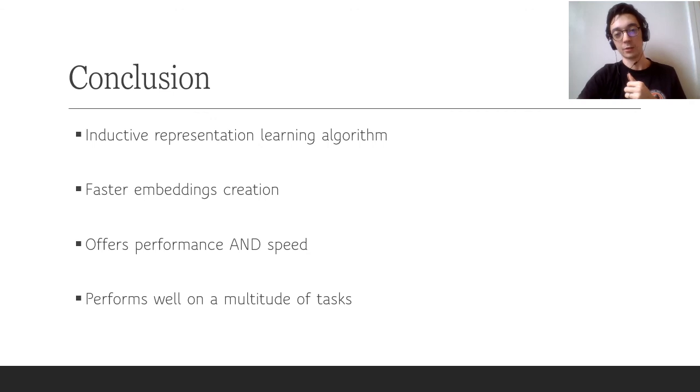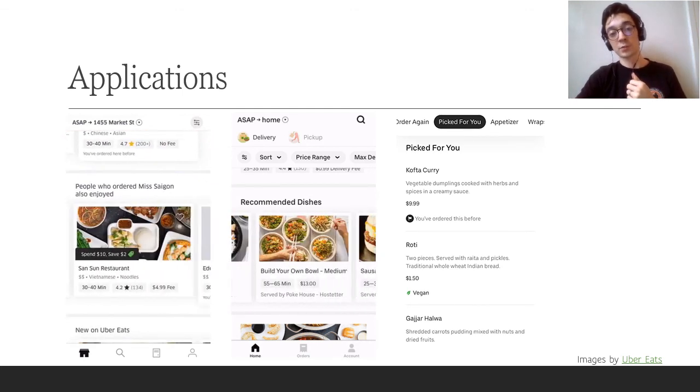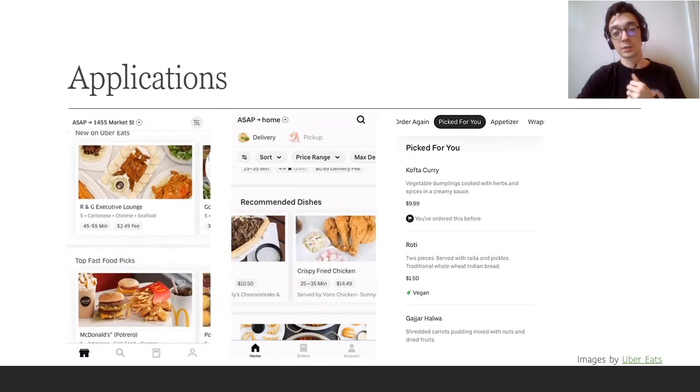To quickly conclude, GraphSAGE is an inductive representation learning algorithm that is especially useful for graphs that grow over time. It is much faster to create embeddings for new nodes with GraphSAGE compared to transductive techniques. Additionally, GraphSAGE does not compromise performance for speed. It was tested on 3 different datasets that entailed node classification, node clustering, and cross-graph generalization, and outperformed the existing solutions. Still, GraphSAGE finally justified the use of graph neural networks for real-world applications, thanks to its scalability.